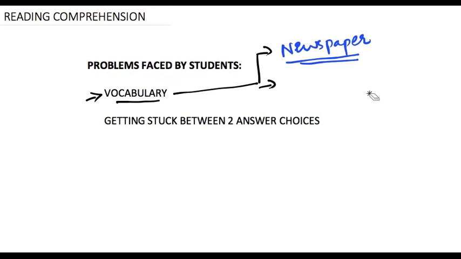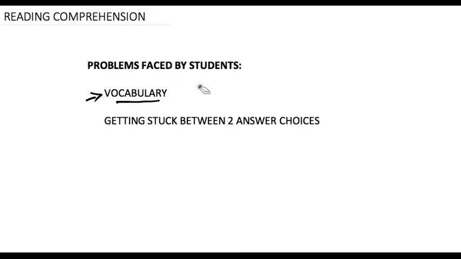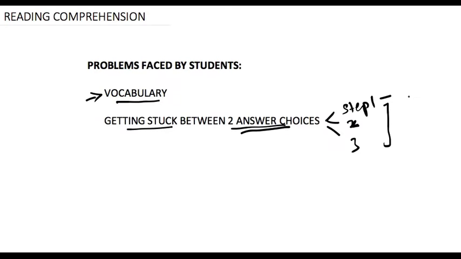This is the first most common problem which is being faced by students. The second problem which normally students face is getting stuck between two answer choices. Now, this is normally faced in all the 3 steps that we discussed before. In step 1, 2 and 3, in all the 3 steps, you might face this problem of getting stuck between two answer choices. In vocabulary, the only way to get out of this problem is to improve your vocabulary. We'll be talking about how to get out of this problem in step 2 and step 3 in the next slide.